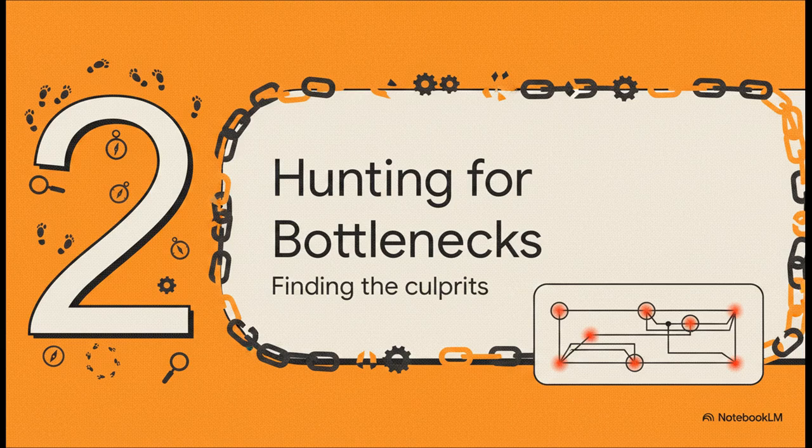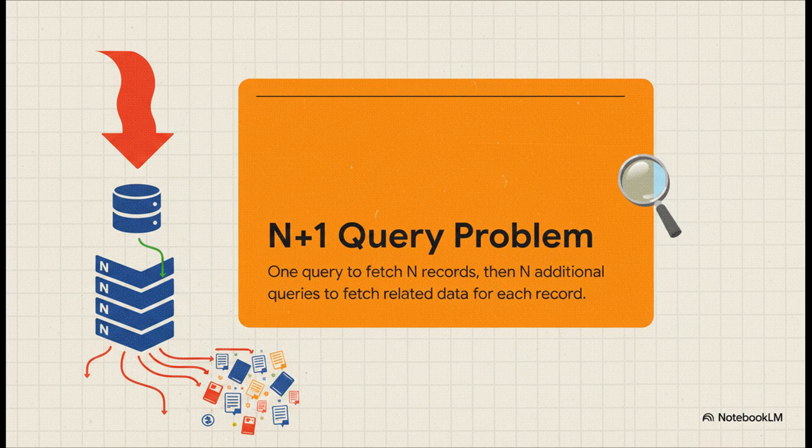And we're going to start with one of the most common, most notorious culprits out there. Say hello to the N+1 query problem. This thing is sneaky. It happens when your code makes one totally normal query to get a list of items, let's say 100 blog posts. But then it makes one extra query for each and every one of those items to get related data, like the author's name. So for n posts, you end up doing 1 plus n queries.